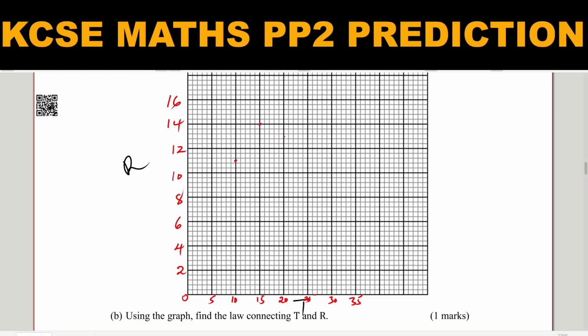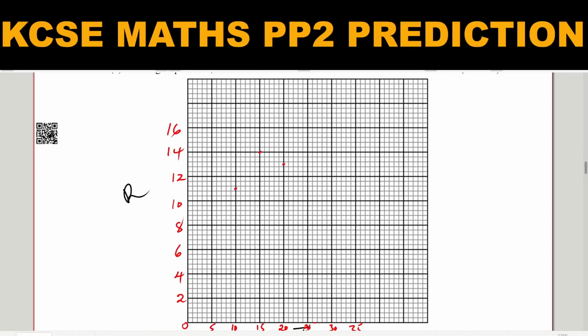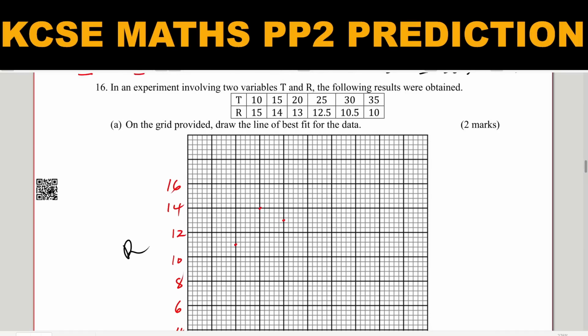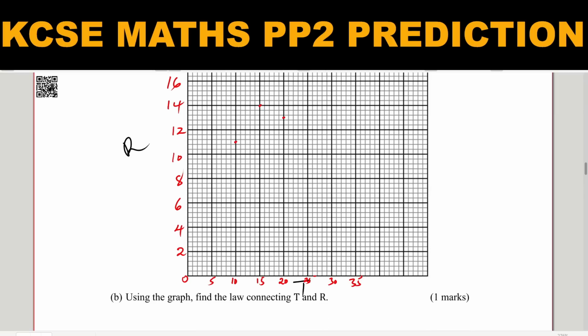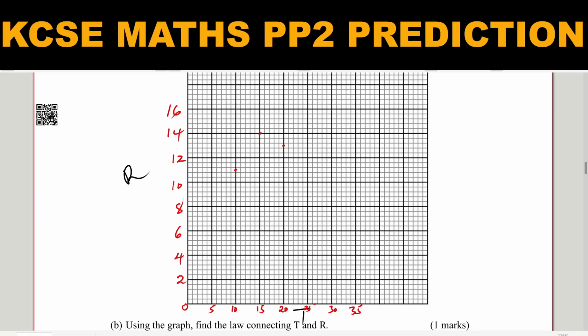Mark it properly. Be there. Then the next one is 25, 12.5. So the size of one small square is 2 divided by 0.4. So 25, 12.5 will be, this is 12.4, 12.5 will be somewhere there.